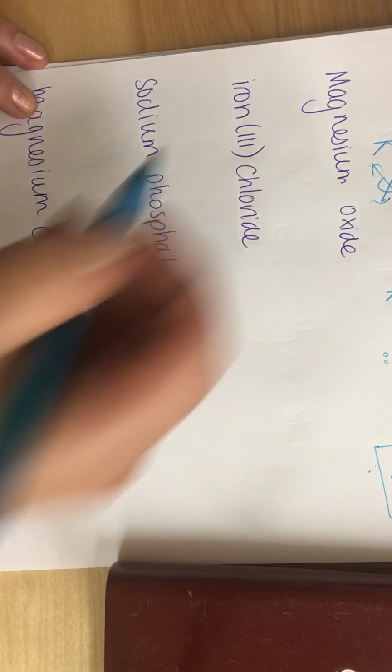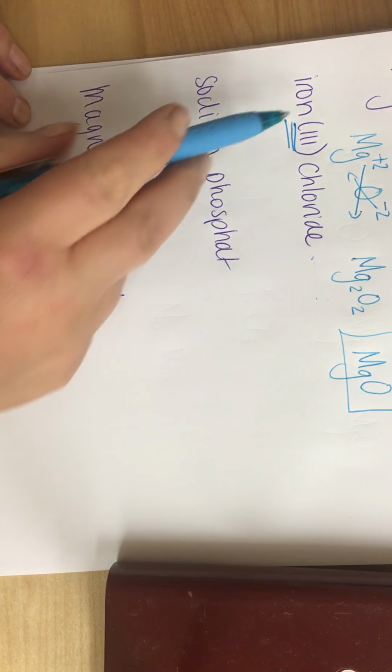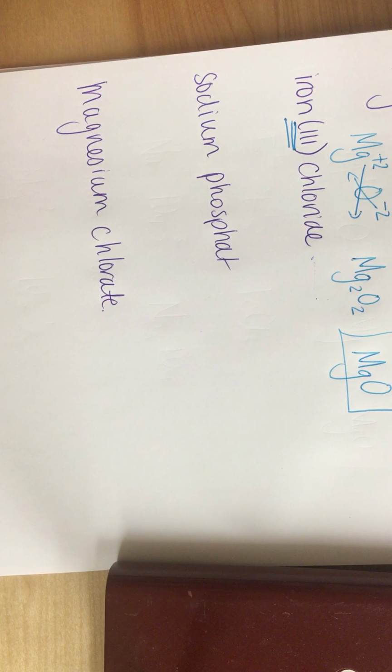Iron(III) chloride. Whenever you have a bracket like this with Roman numerals, that tells you you have a multivalent atom. So iron can either be a charge of +2 or of +3. And that 3 in Roman numerals tells us to use the +3. Other than that, everything else is the same. Find the charges and crisscross. So FeCl3.